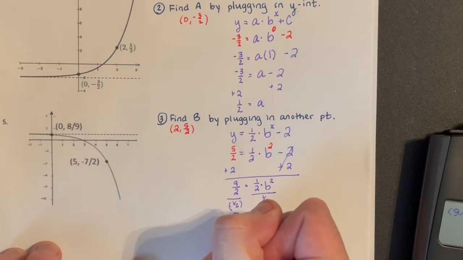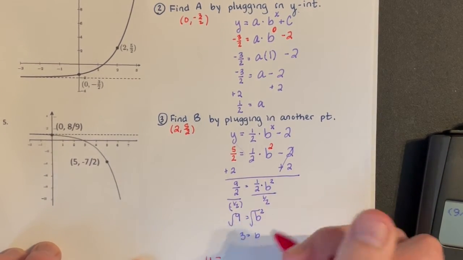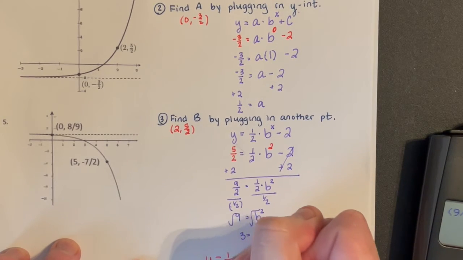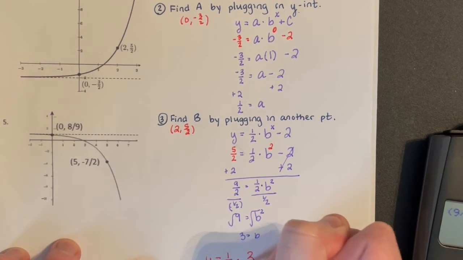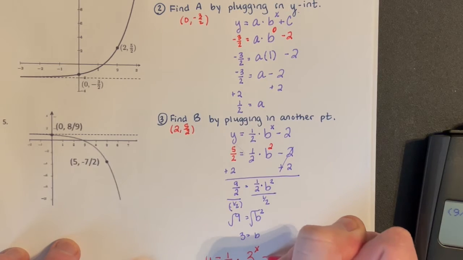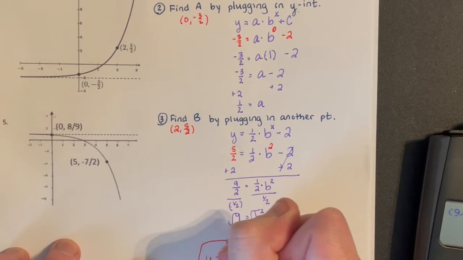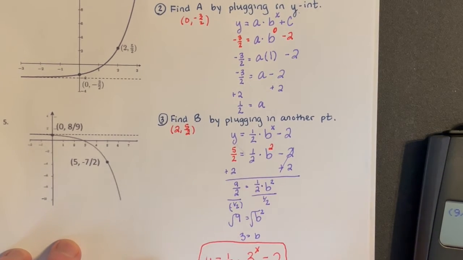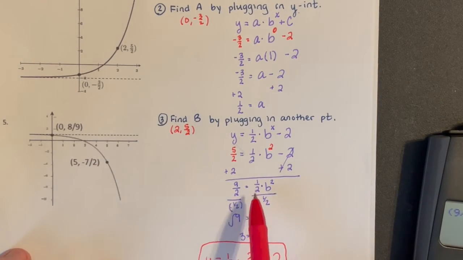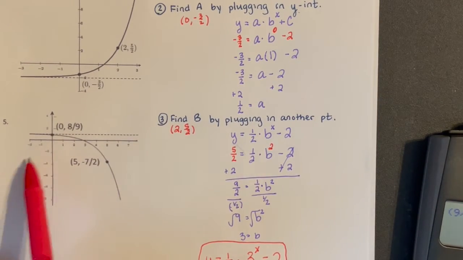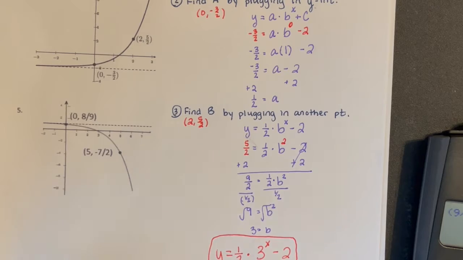So our whole equation would say y equals a, which was 1/2, times 3 to the x power minus 2. So that took up a little bit more room than what you were given, but we can find this next example as well on a separate sheet of paper.